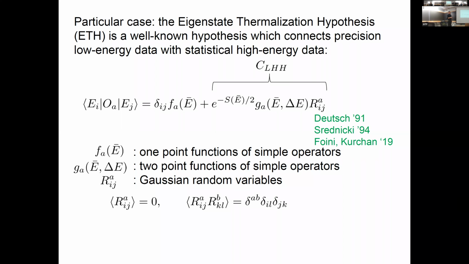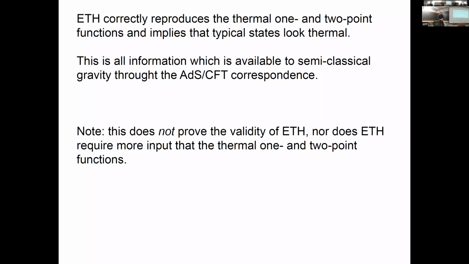So ETH is a nice repackaging of some information, which is that typical states look thermal, and the thermal 1 and 2 point functions are in it. It does not make any new predictions besides that. So it's really a reinterpretation of some known facts in a kind of statistical language. So it's important that the input for ETH is all input which you have in semiclassical gravity as well. So that nicely fits together. But none of this proves ETH. Also, ETH does not require more input. So it's not like there's independent prediction in ETH. It's in some sense a reinterpretation of known low energy physics in terms of some statistics.